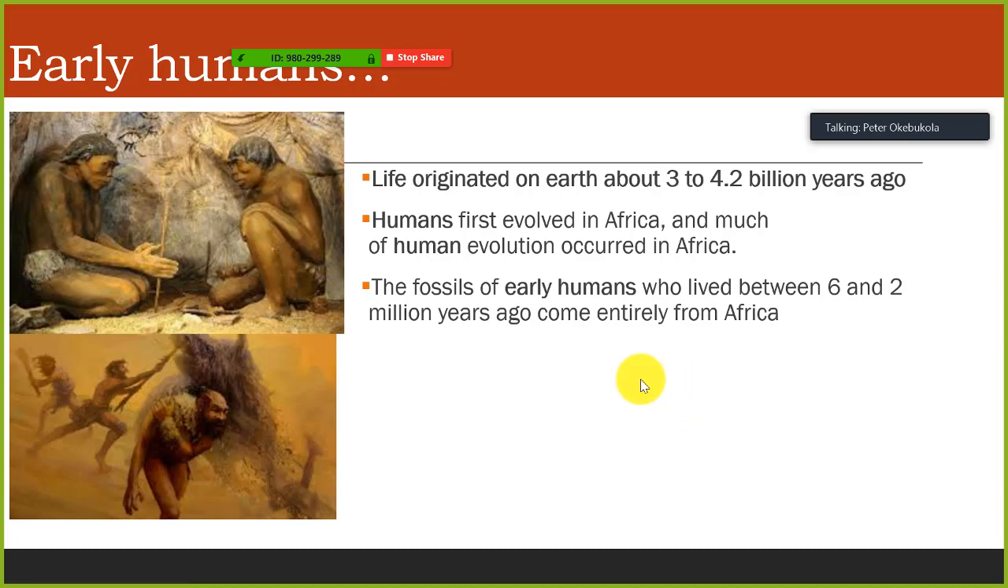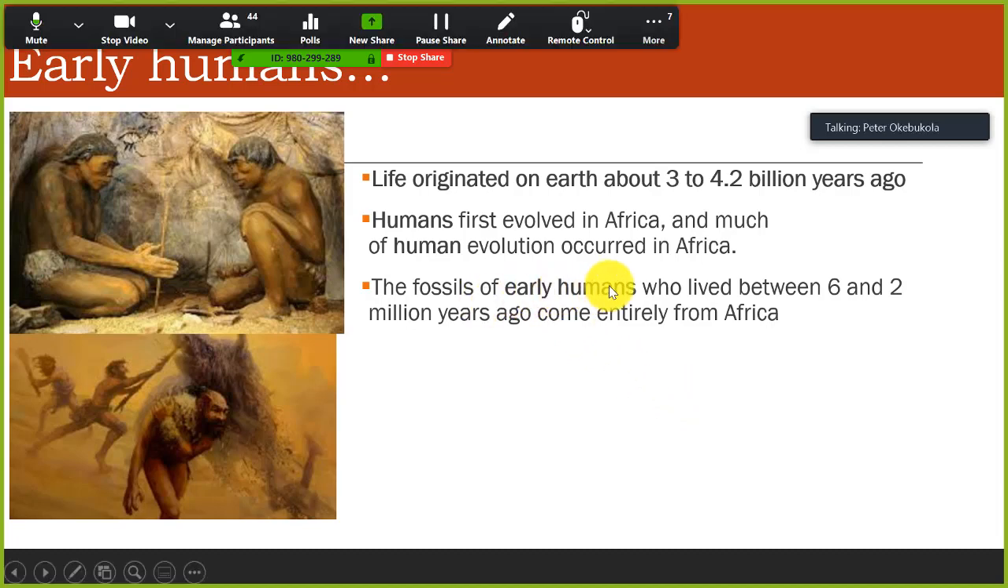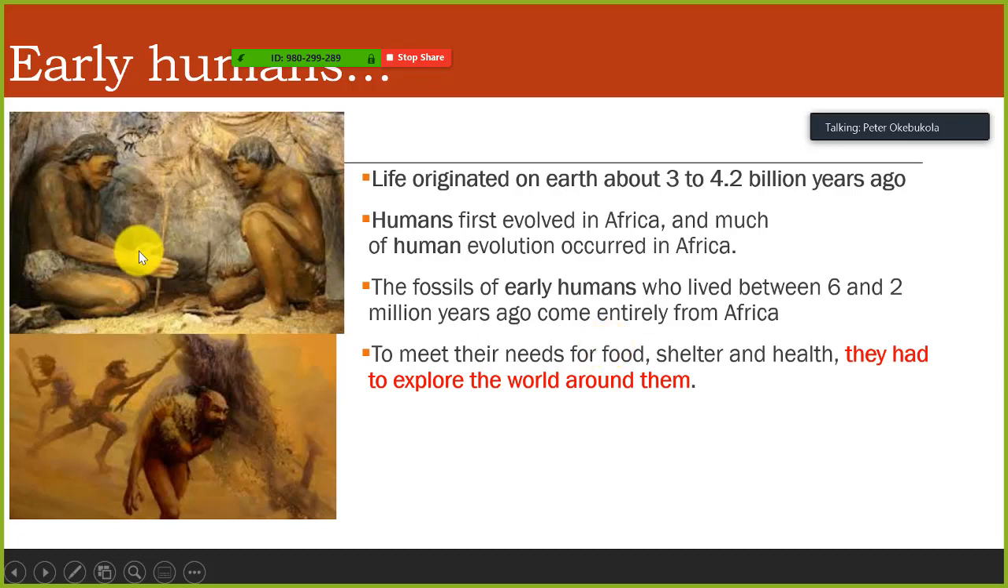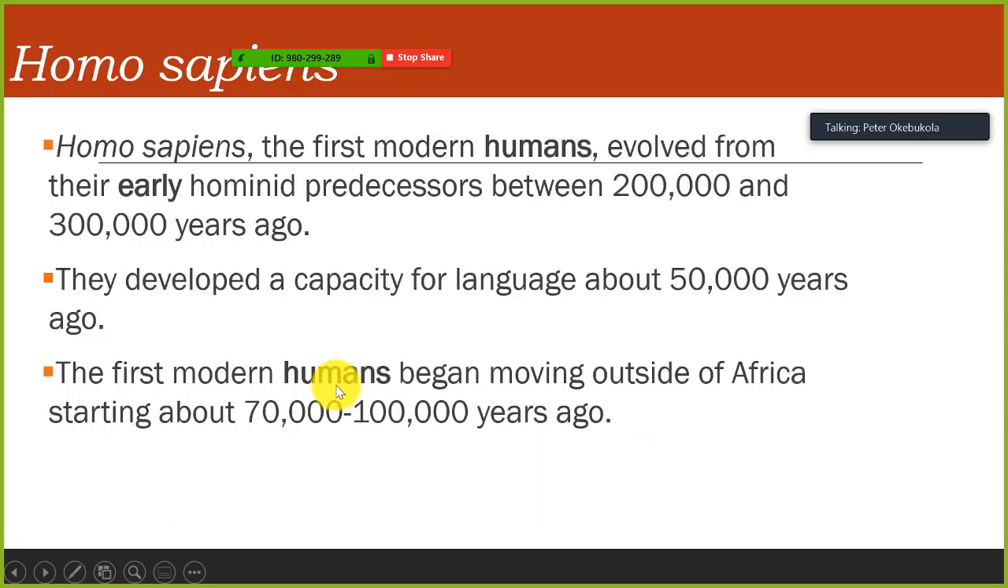Now, the fossil of early humans, I'm sure Professor Idowu Olankule, VC of University of Ibadan, who's a great geoscientist here, will confirm the early humans lived between 6 and 2 million years ago. And they come entirely from Africa. So these early humans had to meet their needs for food, for shelter, and for health. So they had to explore the world around them. So if you say science is exploring the world, it means these people were some form of scientists. So that is to say that true science began with the early humans.